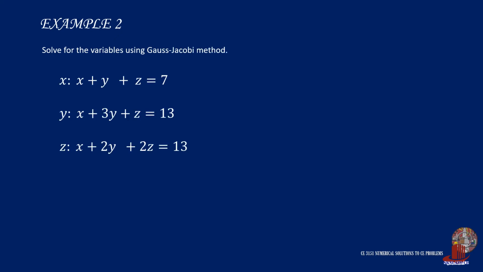Take the second example checked for iteration from the previous video. It was found that the system of equations cannot be iterated, and let's see if it is indeed not. So from the first equation, x turns out as 7 minus y minus z. Y is also taken as 1/3 of 13 minus x minus z for the second equation, and z is taken as half of 13 less x minus 2y.